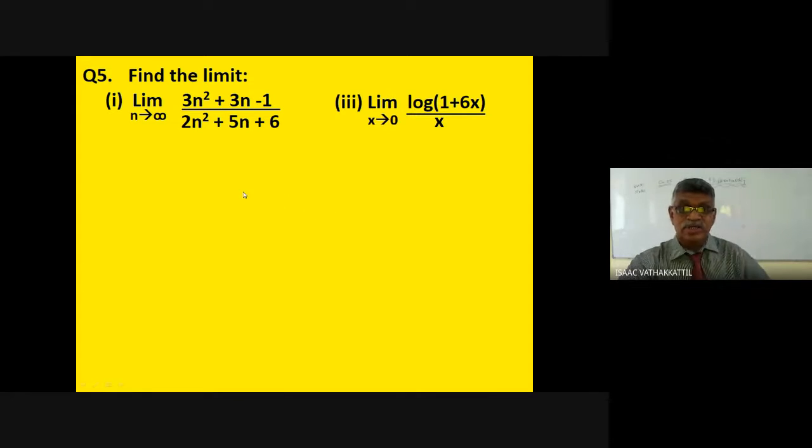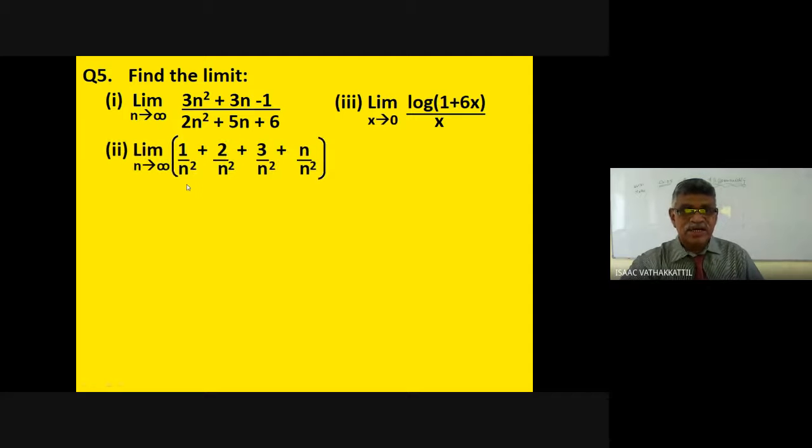Only to remind you of the earlier formula which we specified. Limit n tends to infinity, 1 by n squared plus 2 by n squared plus 3 by n squared plus so on up to n by n squared. Here what happens when n tends to infinity? 1 by infinity is 0. Each term is tending to 0. But how many terms are there? When n tends to infinity, the number of terms is going to be infinity. It's again indeterminate, 0 into infinity, indeterminate. But let us see how to evaluate this.